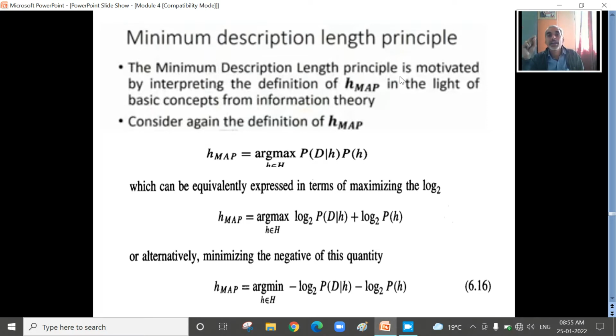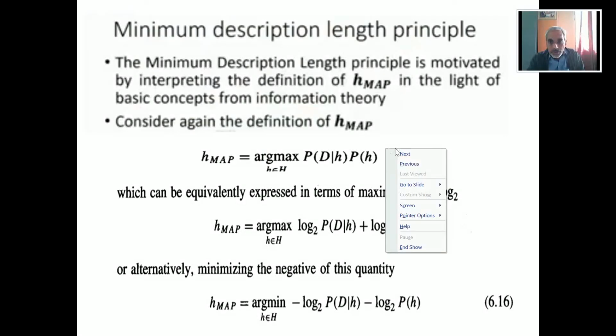Now consider again the definition of H MAP. What was the definition? We have already seen this definition. H MAP is equal to what? Argmax of probability of D given the hypothesis H times P of H. Now we can try to express this by applying log to this particular term.